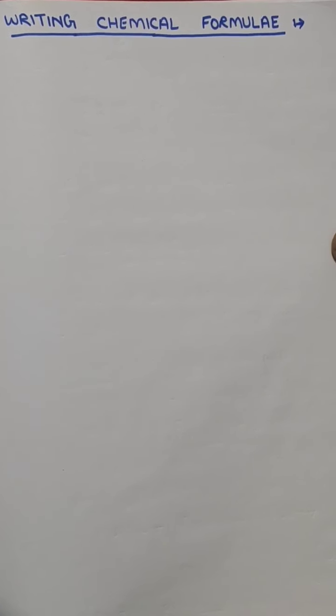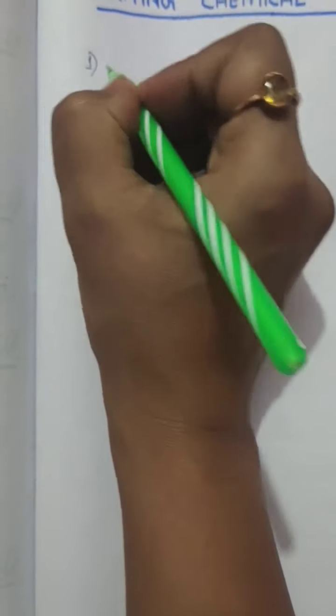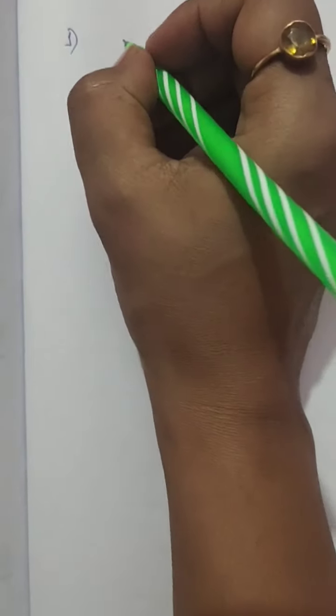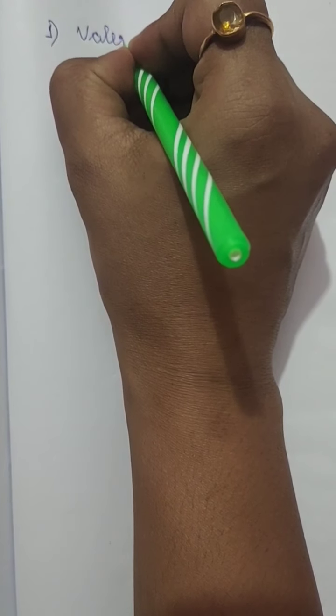To write those formulas, first we should know the symbols of the elements, and then we should know the valency of the elements which are combining. That means there are different elements which combine to form a chemical formula. So we should know their symbols and their valencies. First we'll start with number 1, valency. So first we'll write valency. What is this valency about?